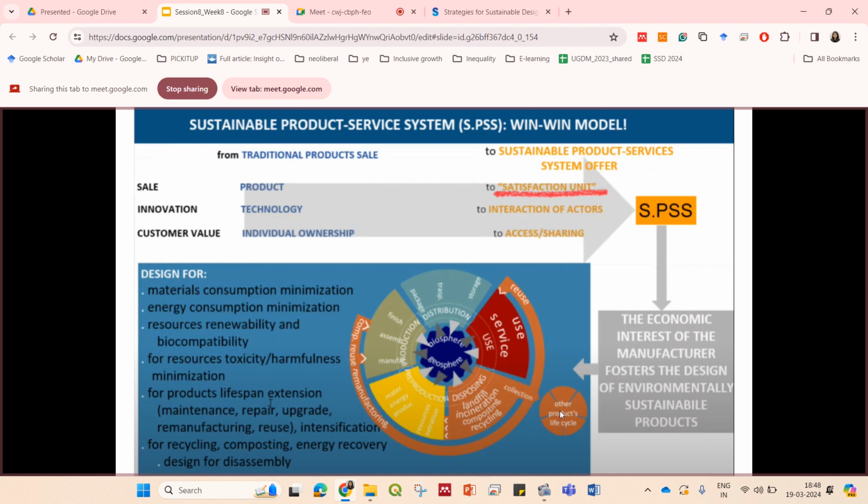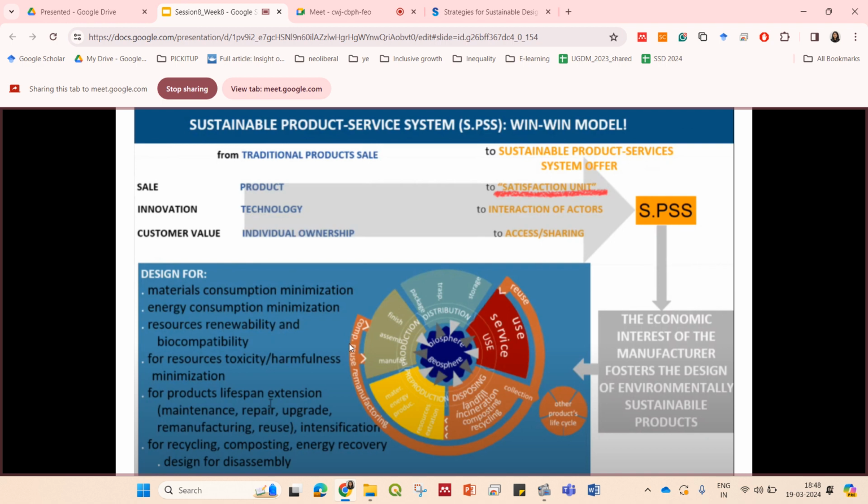So this is the cycle or the sustainable product and service system which this is talking about, that you focus not only on the product but even the peripheral services associated with the use, reuse, repair, recycling, disposal of the particular product, so that the value that the customer is getting from this product is maximized.